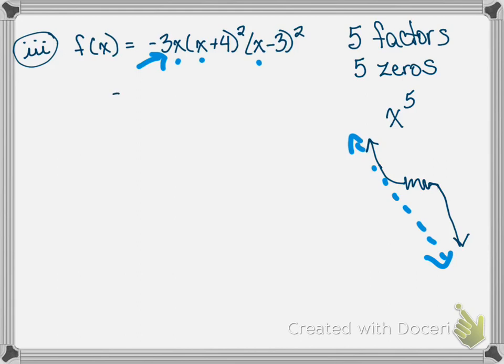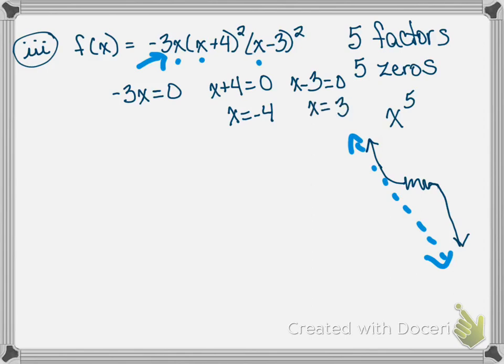Now, let's set each one of these equal to 0. So I have negative 3x equals 0. I have x plus 4 equals 0, and that has a multiplicity of 2. So I have x equals negative 4. That occurs twice, so we need to think about what's going to happen to that graph at negative 4 because of that multiplicity of 2. And then I have x equals 3, which also has a multiplicity of 2. When we have a multiplicity of an even number, that means it touches the x-axis and then changes direction.